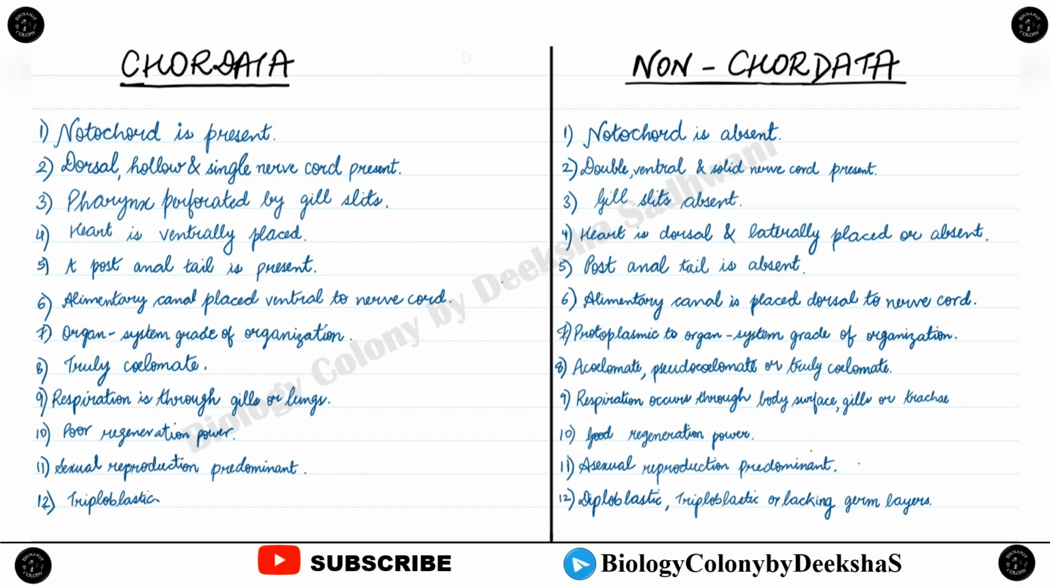So let's start with the basic difference between chordata and non-chordata. Chordata have notochord while non-chordata lack notochord. Then we have dorsal hollow and single nerve cord present in chordata, while non-chordates have double ventral and solid nerve cord. Pharynx is perforated with gill slits in chordata, while gill slits are absent in non-chordates.